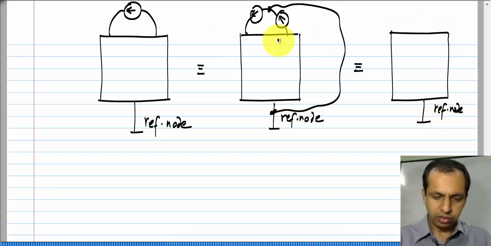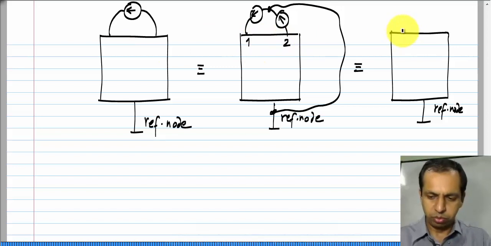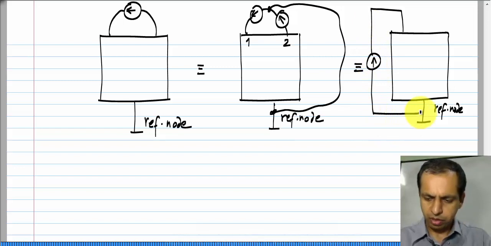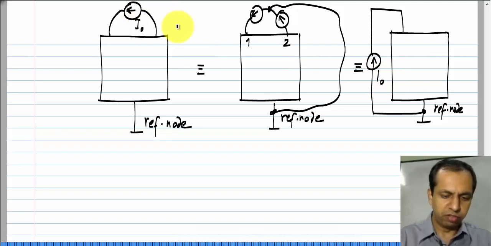this one. So, let us say this was point 1 and point 2. So, from point 1 we have a current source going to the reference node of value I naught. All these are of value I naught, by the way.